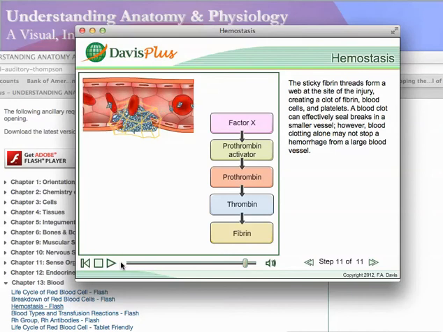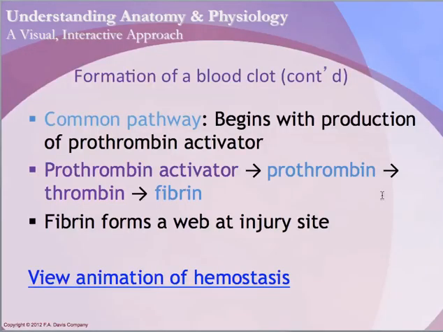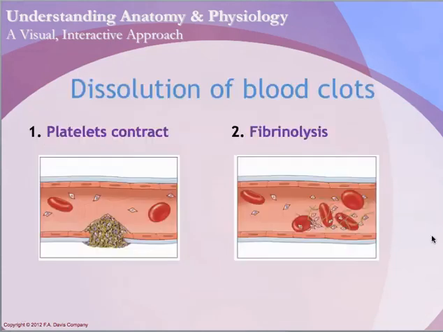The sticky fibrin threads form a web at the site of the injury, creating a clot of fibrin, blood cells, and platelets. A blood clot can effectively seal breaks in a smaller vessel. However, blood clotting alone may not stop a hemorrhage from a large blood vessel. So I think that's nice because you can see the pictures go right along with it as we're talking about it.